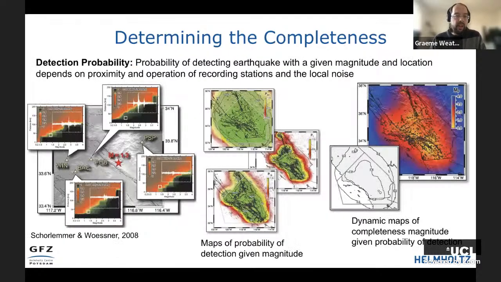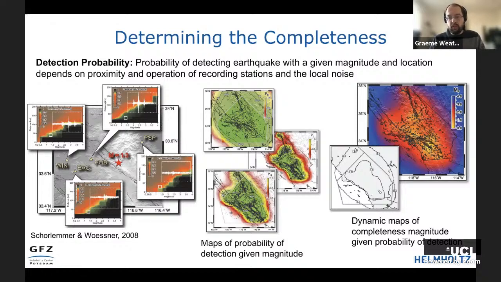On the other side, you can approach this more from the source data information, and there are methods based on the probability of detecting earthquakes at given stations, given the magnitude and location of the earthquake and their proximity to the recording stations. A method proposed by Schorlemmer and Woessner in 2008 looks at just this. It looks at the probability of detecting earthquakes given the noise level at different stations. This allows us to come up with maps that give us the probability of detection in our region for earthquakes of a given magnitude.